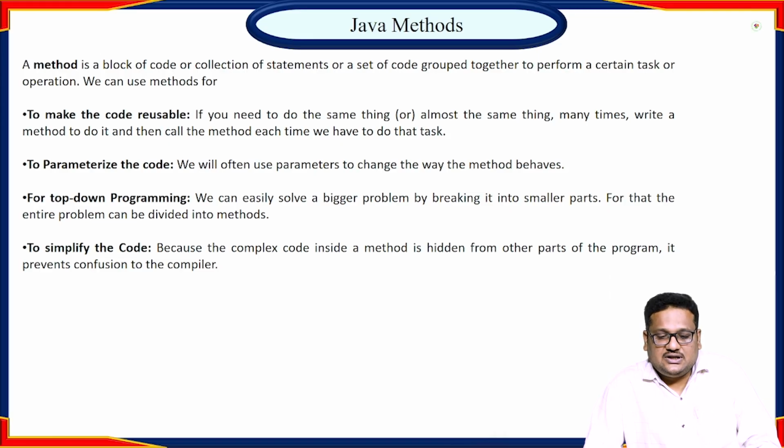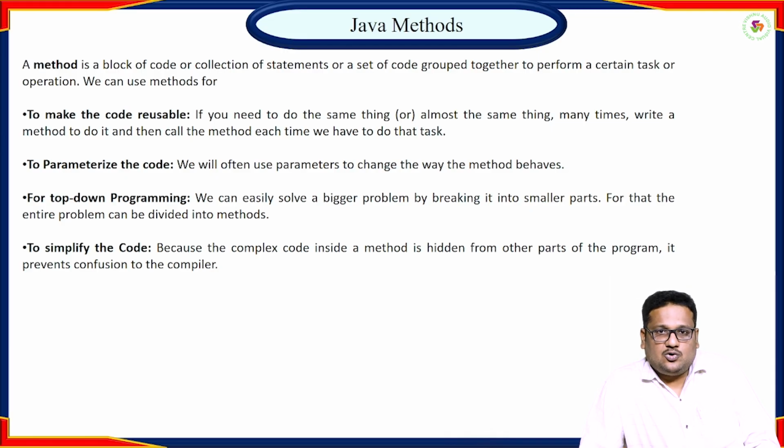Coming to the reusability of the code, if you need to do the same thing or almost the same thing many times, we can write a method to do it and then call the method each time we have to do the task. Exactly, if you want to perform anything multiple times, we can place that part into a method. We can call that method any number of times we want, and that is called reusability of code. And parameterizing the code means we can change the behavior of the method by passing a different set of parameters each time.